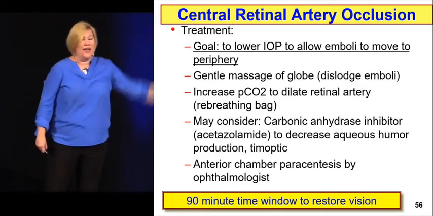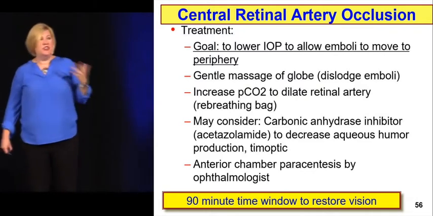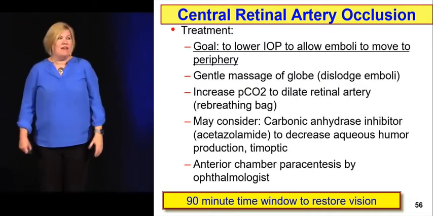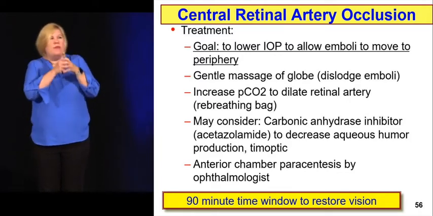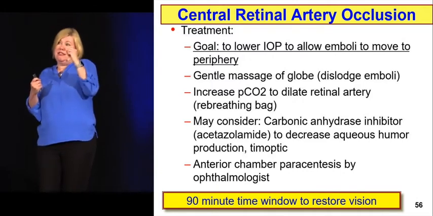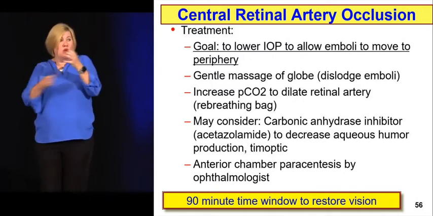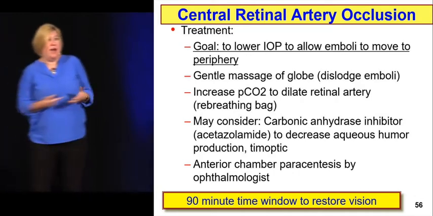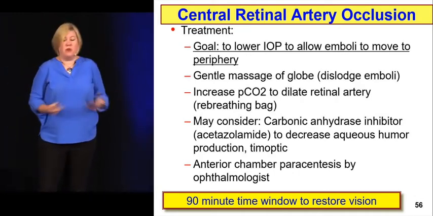thinking that maybe mechanically the little clot will sort of move along the way. We could dislodge that emboli. That's why the gentle massage is on the list of things we can try. We can also try to have that patient rebreathe into a brown paper bag with the thought that we might increase the PCO2 and that could dilate the retinal artery and promote blood flow. I think these are all kind of Hail Marys, but they're on the list of things to try. I mean, vision is at risk here, so we're going to try it.